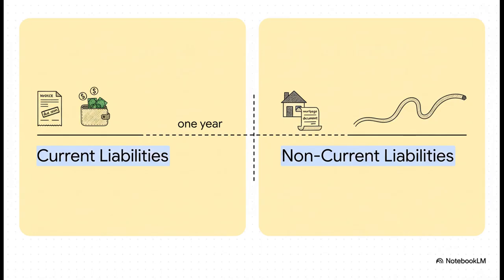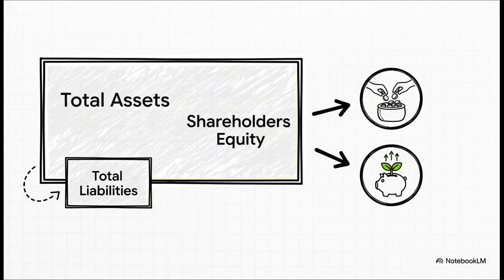Current liabilities are the bills and debts that are due pretty soon, within the year. Non-current liabilities, on the other hand, are the long-haul debts, like a big mortgage on a building or bonds that won't be paid off for many years. Okay, so after you've accounted for everything the company moves to outsiders, what's left?